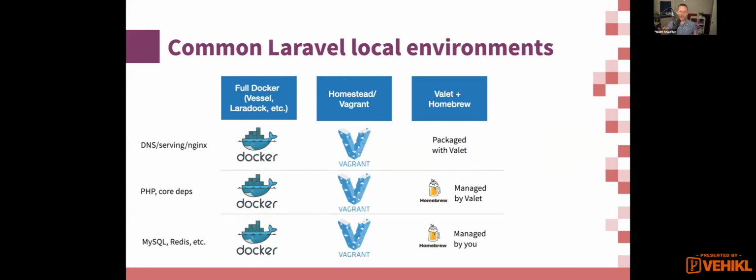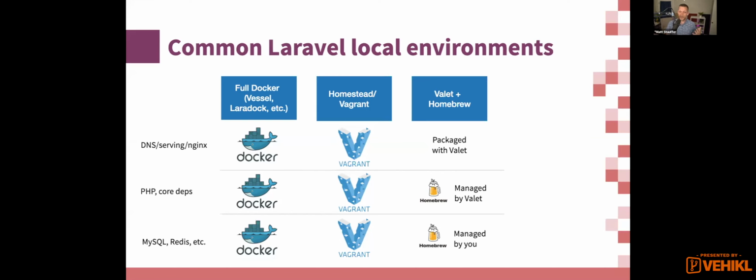There are three most common setups you'll see in the Laravel world for local development environments. You've got full Docker, something like Vessel or Laradock, where they create a little network and all these tiny Docker containers do all of these things, all in Docker. So we've got our three categories here. I'm characterizing the top as DNS, serving and redirecting from URLs to one of your applications, with Nginx configurations, dnsmasq, or whatever. In the middle, we've got PHP and any other core dependencies that Laravel just needs to run. And at the bottom, we've got the ancillary ones: MySQL or Microsoft SQL or Postgres or Redis or Memcached or whatever else. All those live in Docker.